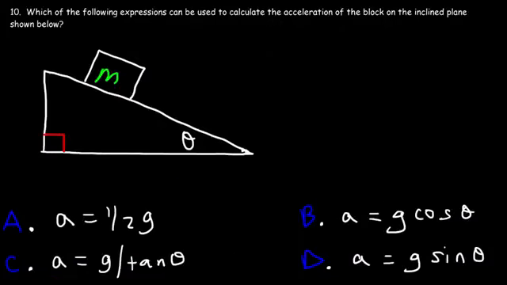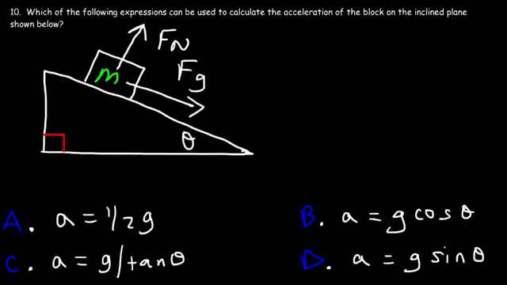Number 10. Which of the following expressions can be used to calculate the acceleration of the block on the inclined plane shown below? So what we need to do is draw a free body diagram. So here we have the normal force exerted by the inclined plane on the block. And here this is the force of gravity parallel to the incline. So that's just a component of the weight force. So this is the actual weight force, mg.